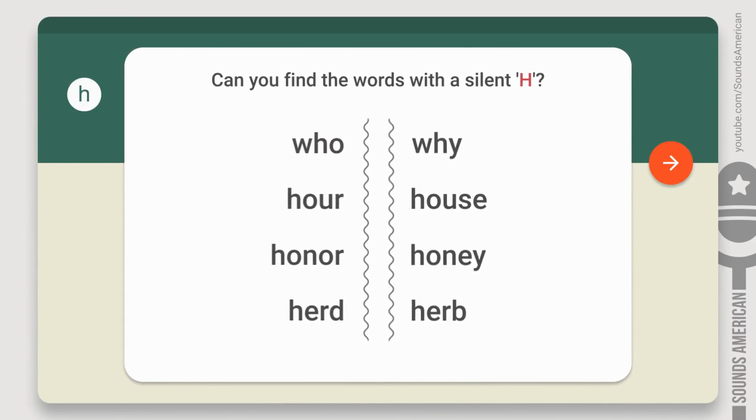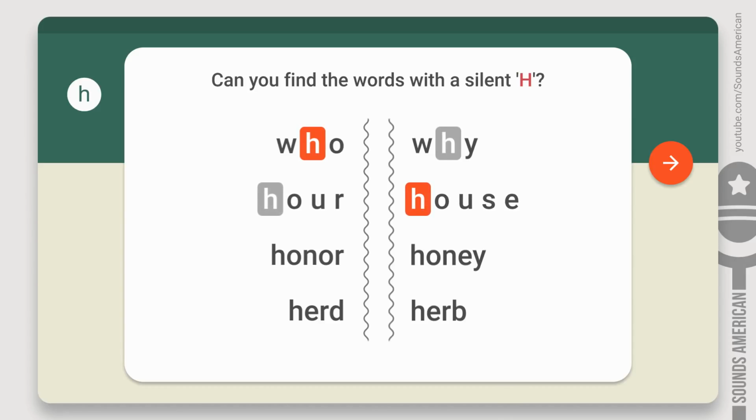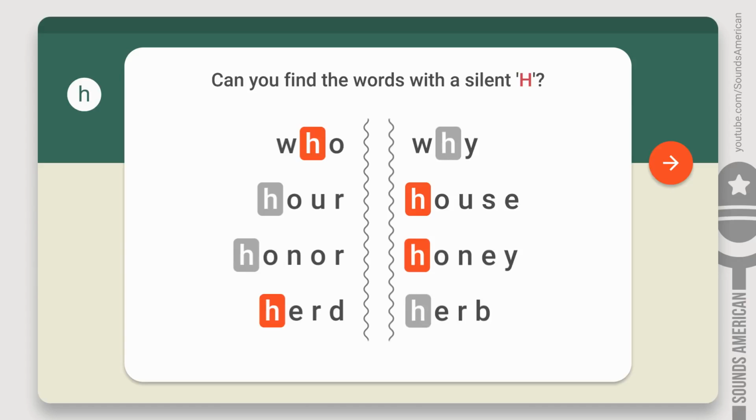For example, can you point out the words where the letter H is not pronounced? Okay, now let's see how you did. Who, why, our, house, honor, honey, herd, herb.